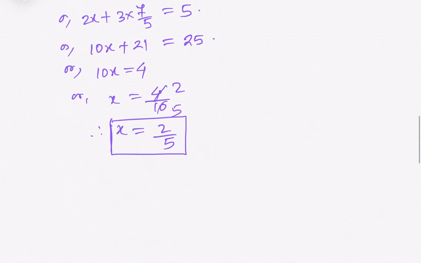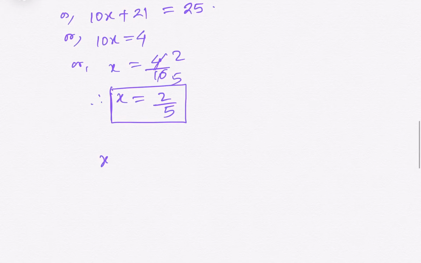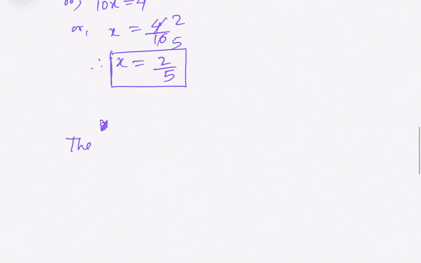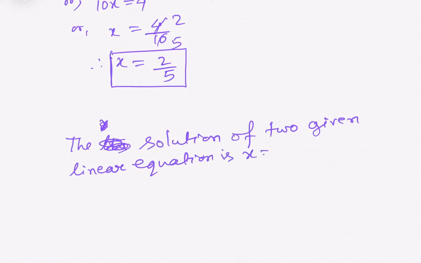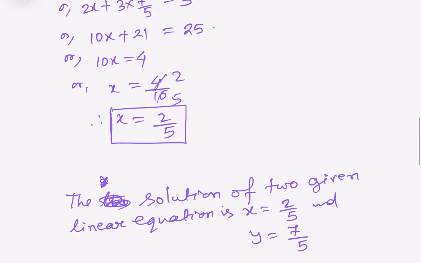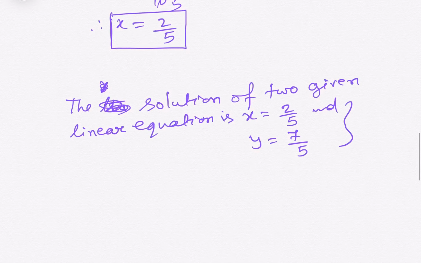So we get the two variable values. Our final answer is: the solution of the two given linear equations is x equals 2/5 and y equals 7/5. This is our final answer.